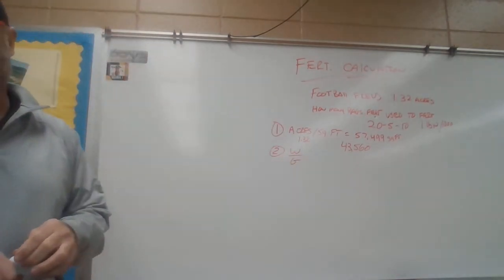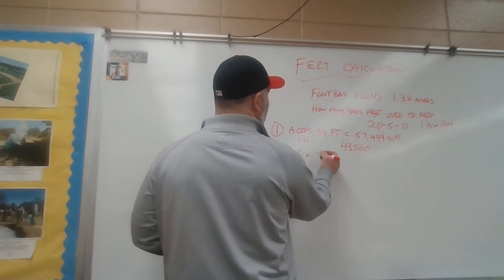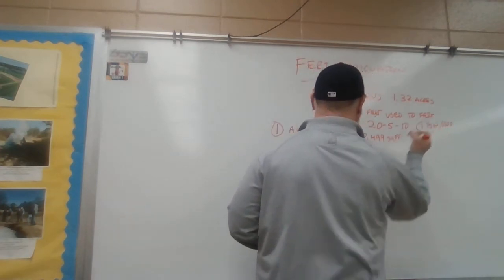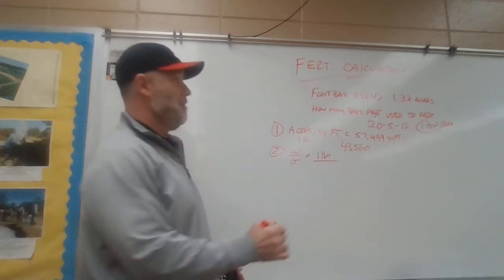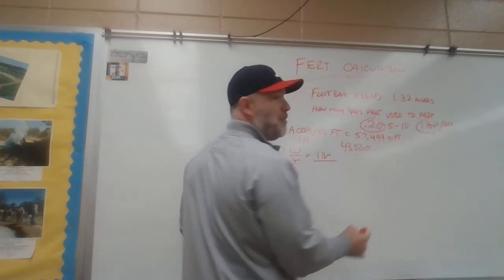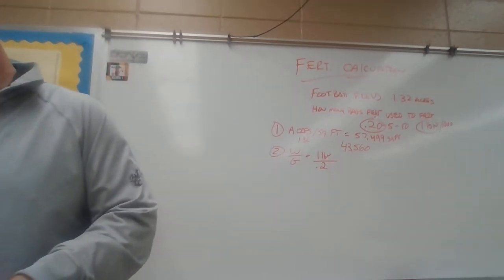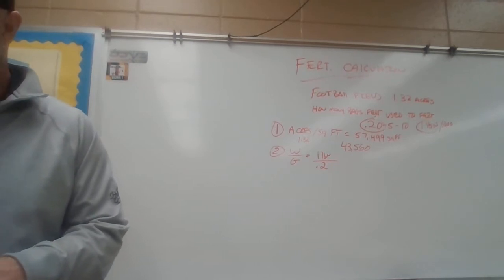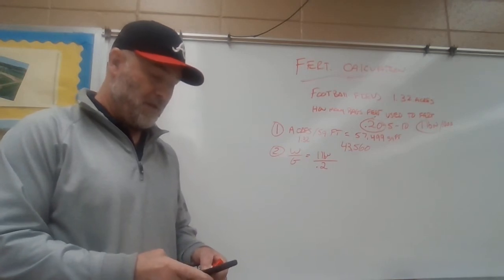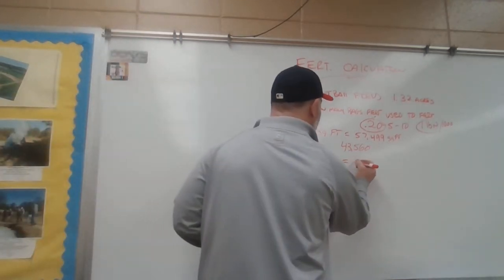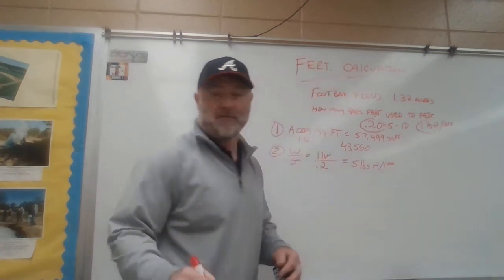Now we have what we want over what we got. What do I want? 1 pound of N. What do I have? 0.2. Remember, it's a percentage. Divide 1 by 0.2 equals 5. 5 pounds of nitrogen per 1,000 square feet.